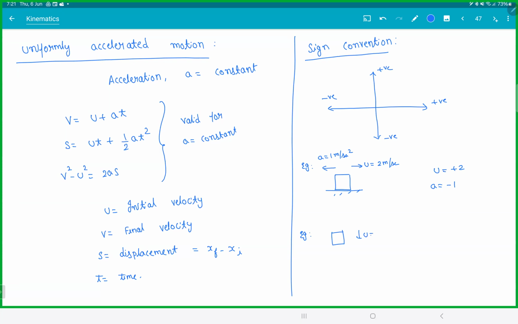Let's say u is going with 4, and let's say acceleration is 3 meter per second square. So when you apply the formulas, put u is equal to minus 4 and a is equal to minus 3. The signs should be taken. Just have a look at this. These are the three main formulas.